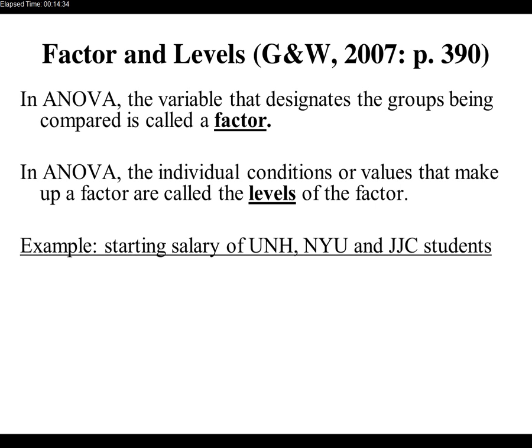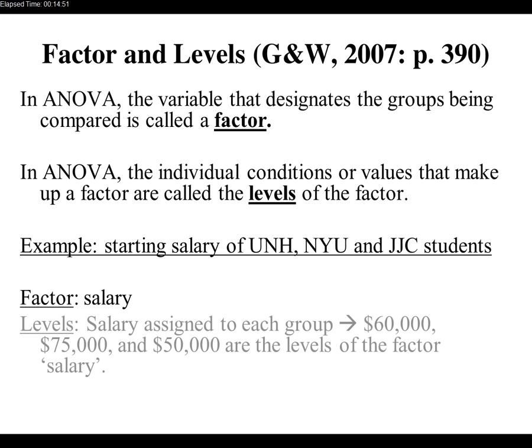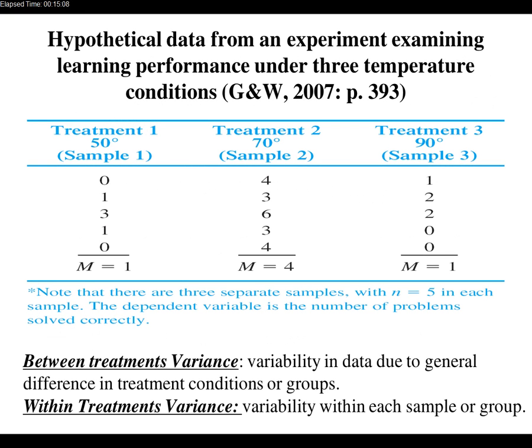Let's say we're looking at the starting salaries of University of New Haven, New York University, and John Jay College students. What's the factor and what's the level? The factor is the salary. The level is the money assigned to each group: $60,000, $75,000, and $50,000. These are the levels of the factor. That's all it means. Nothing complicated here.